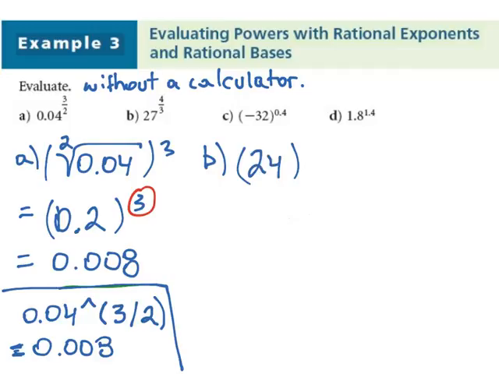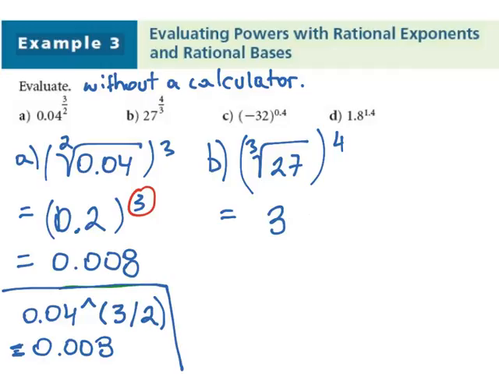Identify that the index is 3, and everything will be exponential to 4. So cube root of 27 is 3, and then we're going to take the 3 to the power of 4, which is 3 times 3 times 3 times 3. And that answer is 81.